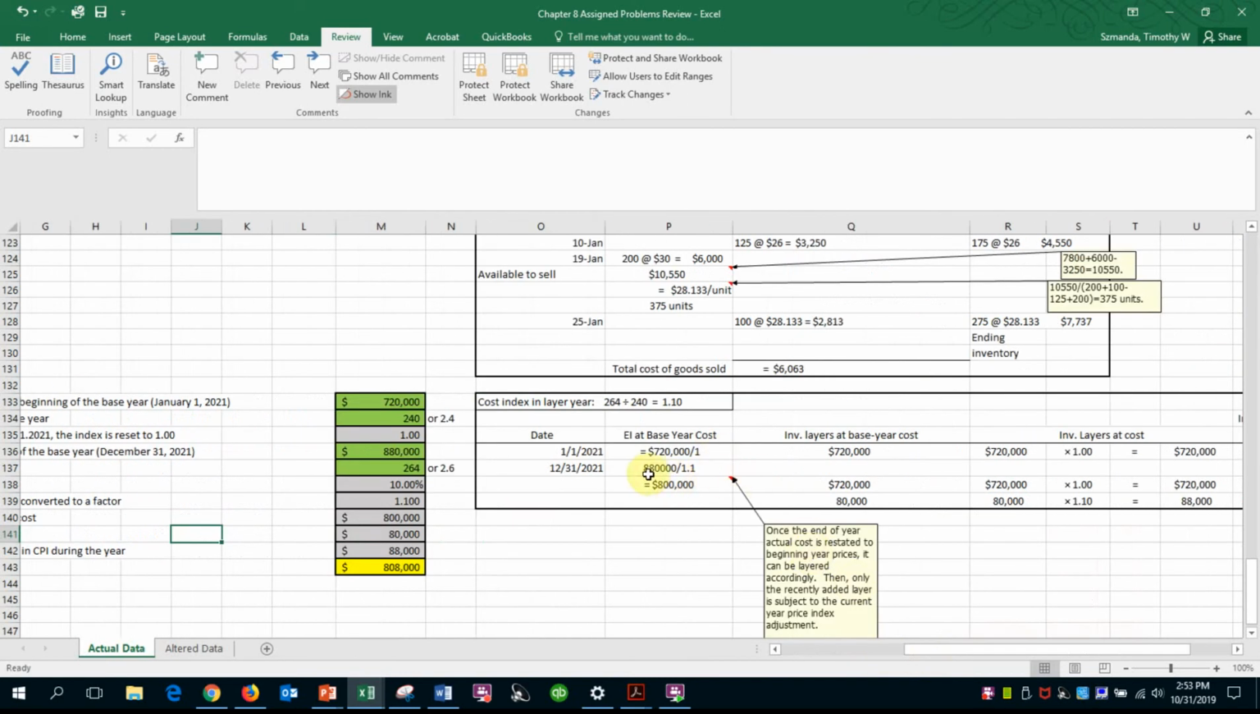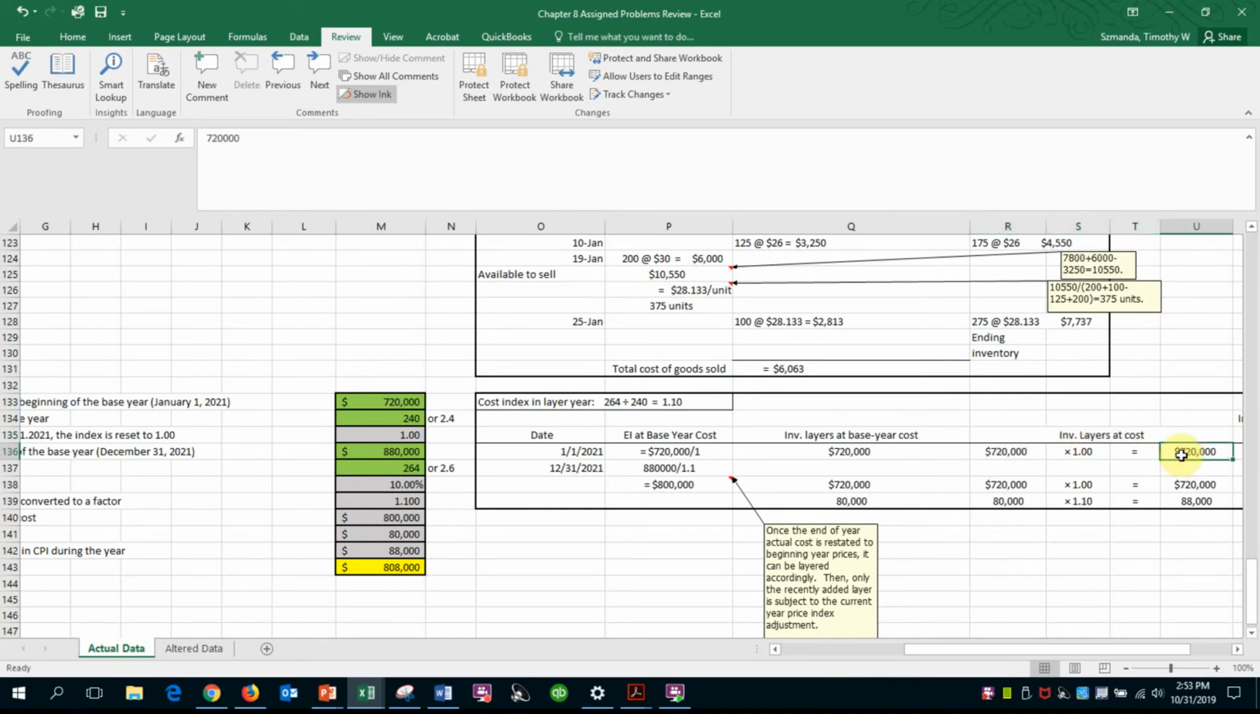Since our base year is 1/1/2021, we're going to take that inventory value, divide it by 1, because the index at that very first day, January 1st, is 1. There has been no time yet elapsing in the year over which inflation could have occurred. And if we're starting at 1/1/21, no inflation could have occurred, therefore there's no change. Our first layer is $720,000. So we multiply that by 1, and the layer remains at 720, because that's the base year.